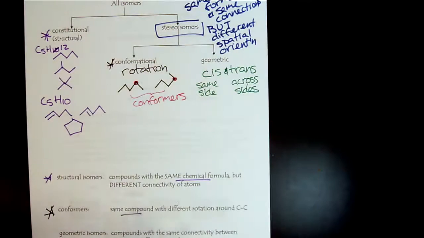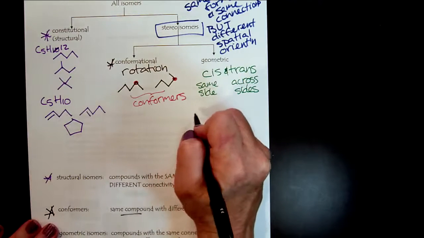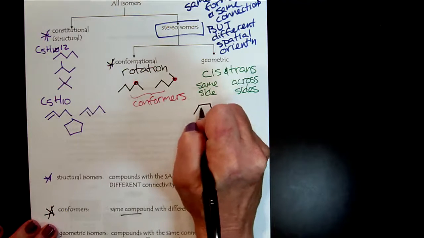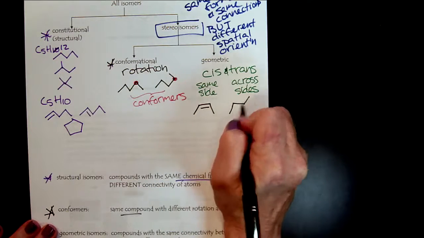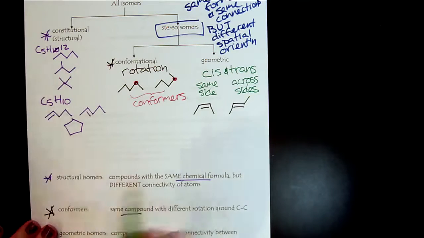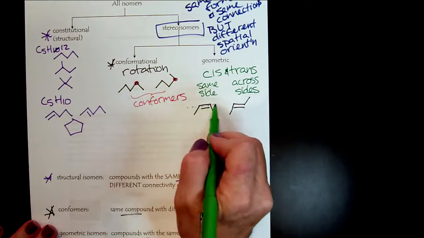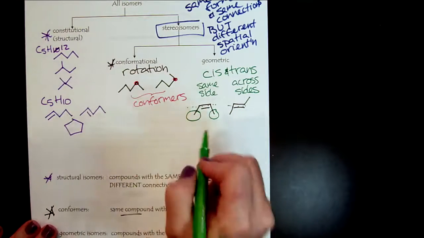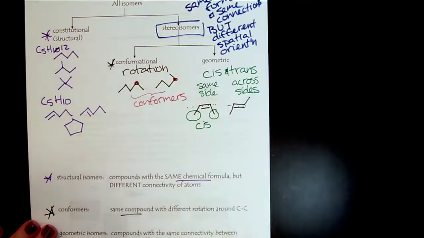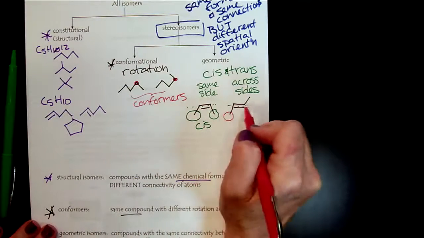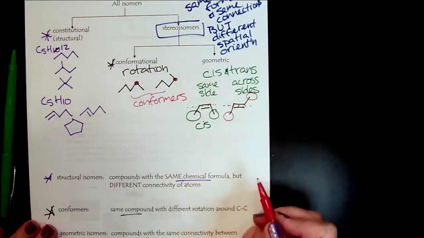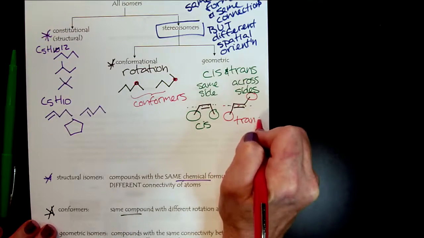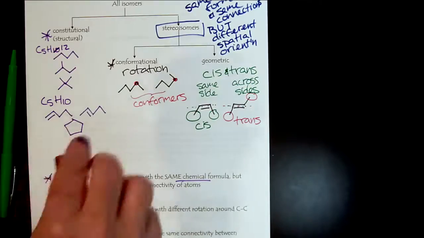Geometric isomers only occur for two types of organic compounds, and that would be when we have a double bond. If we think about the double bond kind of as a plane, here we see that these carbons are on the same side, so it's cis. Here, one's here, and we would have to go across the double bond to get to the other one, so it's trans. All right, so let's look at these briefly.